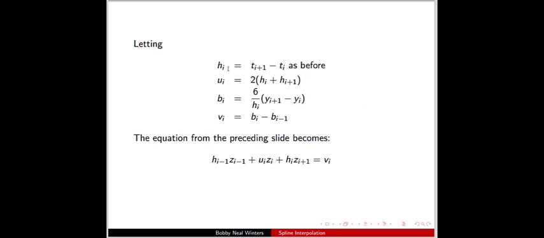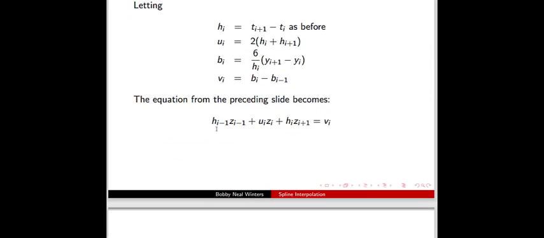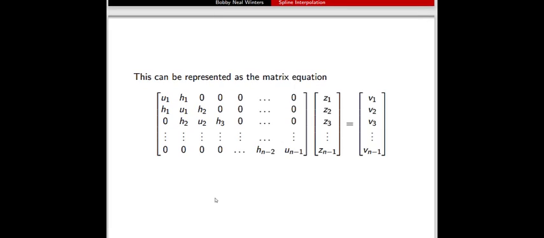To make this something you can actually put on a page, we let h_i equal t_{i+1} minus t_i as before. Let u_i be equal to 2 times (h_i plus h_{i+1}). Let b_i equal 6 over h_i times (y_{i+1} minus y_i). And then let v_i be equal to b_i minus b_{i-1}. And so the equation we had on the preceding page becomes this, and we can roll that into a matrix equation like so, just as pretty as you please.